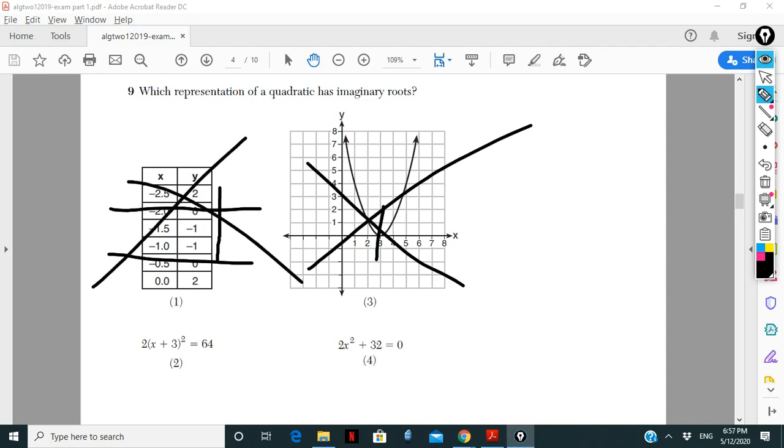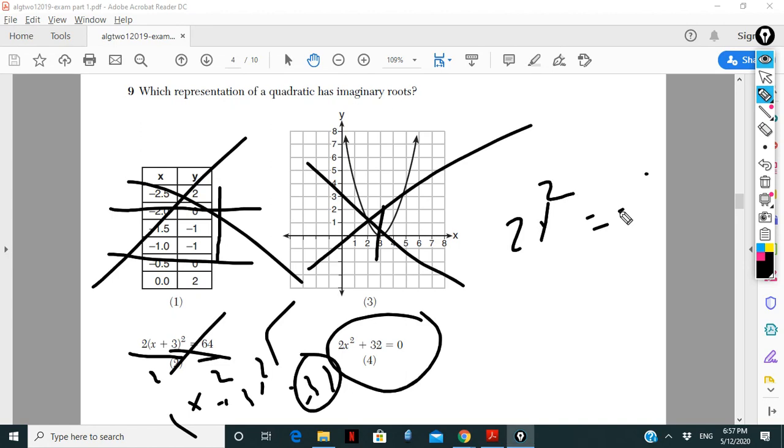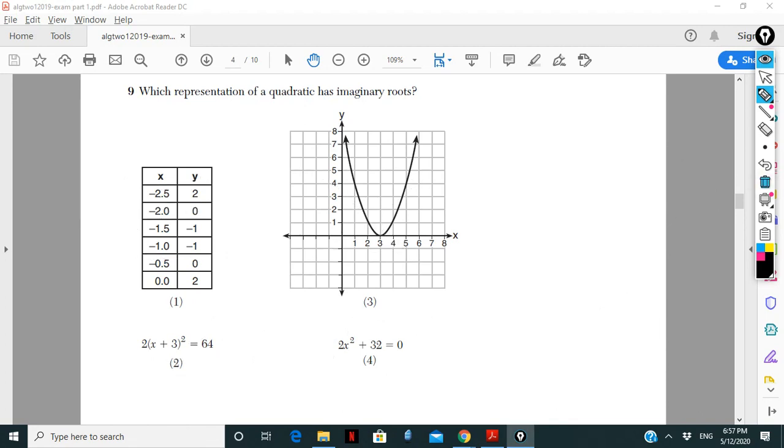Now the remaining part: if you divide by 2, (x plus 3) squared equals 32, still positive, so when I take the square root, it's going to be a real number. So it's going to be number 4, because 2x squared equals negative 32. So x squared equals negative 16. So when I take the square root, I'm going to have an imaginary number. So for 9, it's 4.